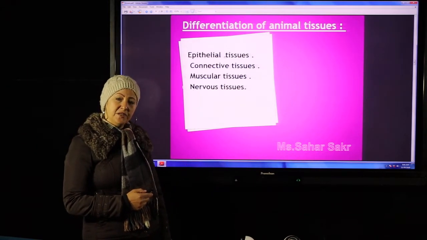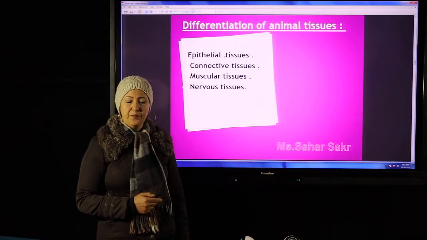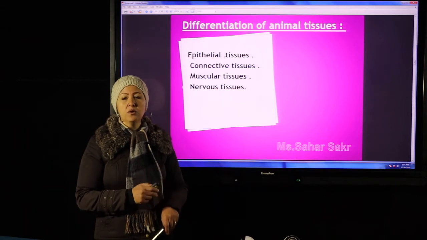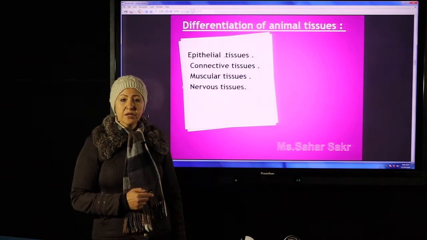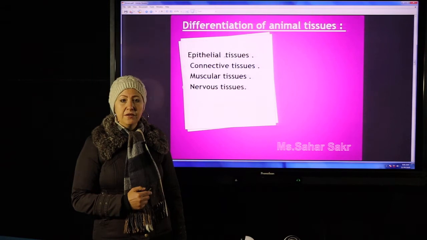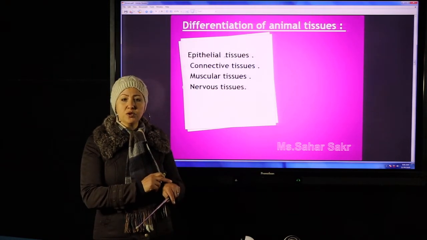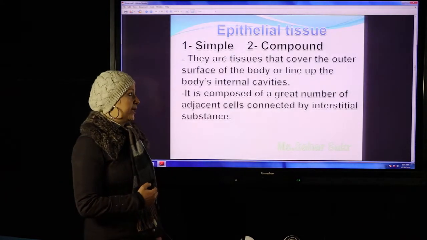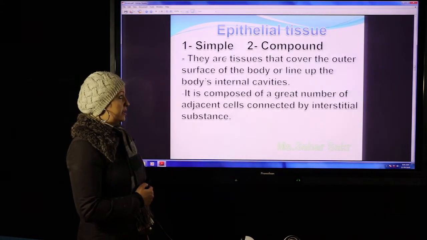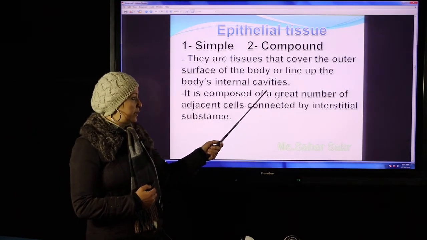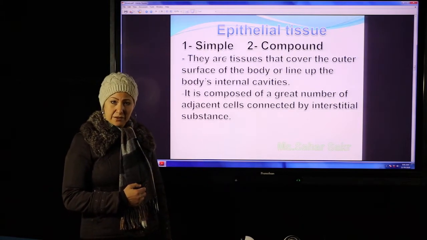Let's talk about the first one, which is called the epithelial tissue. The epithelial tissue means the tissue that covers the whole body from outside, or that lines the internal body cavities. So the word epithelial means this type of tissue covers the outer surface of the body or lines the internal body cavities. So look at this part, the epithelial tissues. They are tissues that cover the outer surface of the body or line the internal body cavities, okay?